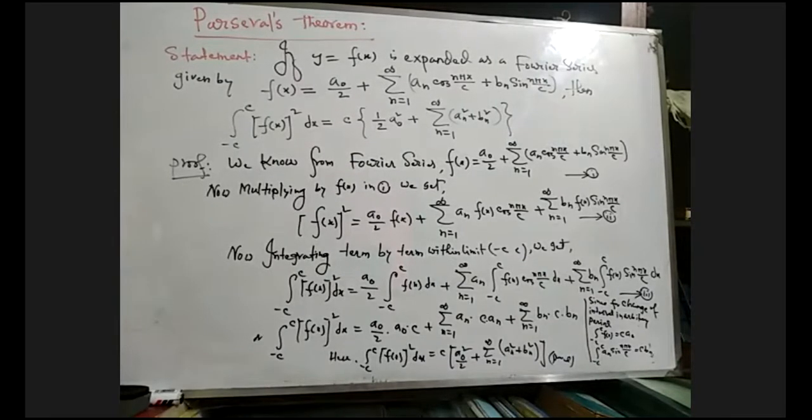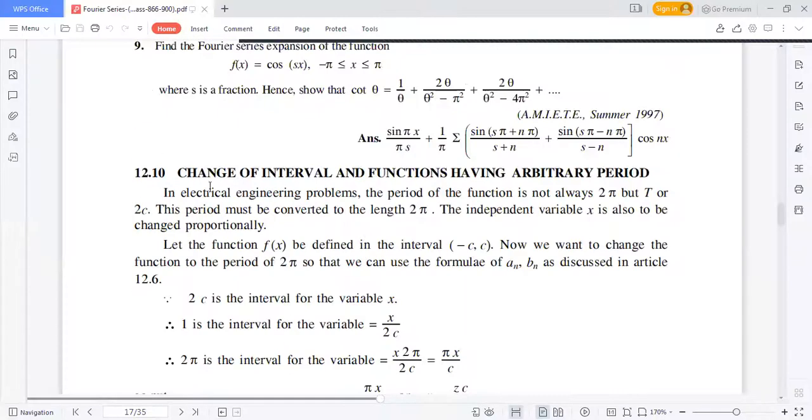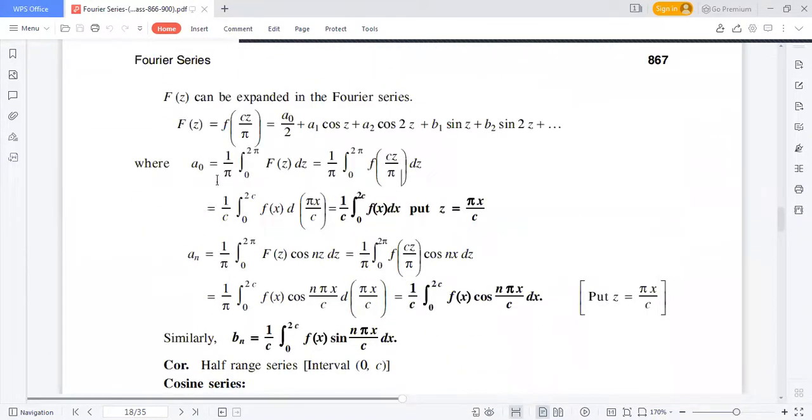Actually, we have used a formula here. You must know this formula. For change of interval and function having arbitrary period, you must know a naught equals what? 1 by c, integral 0 to twice c, f of x dx. That means 0 to twice c means what? Minus c to plus c. f of x dx equals what will be a naught c.